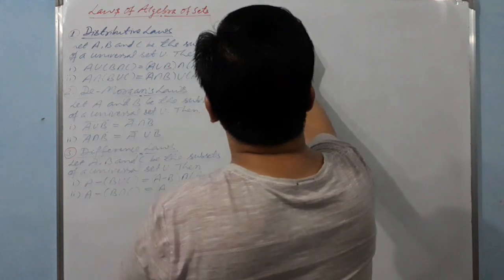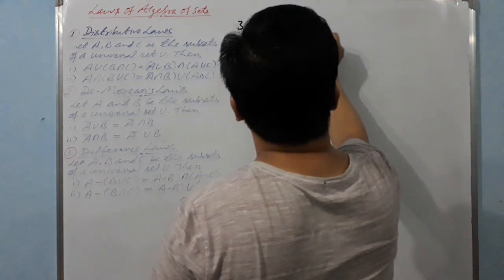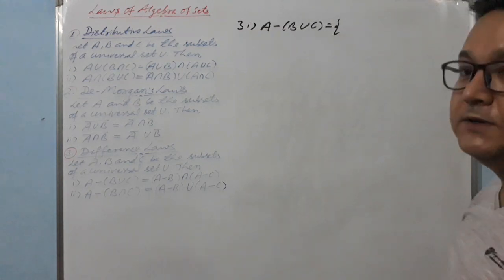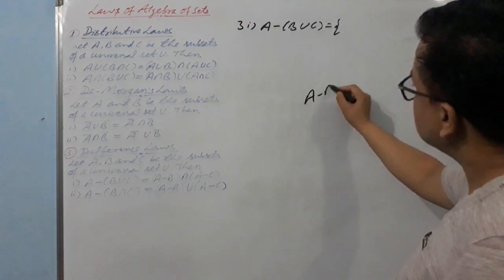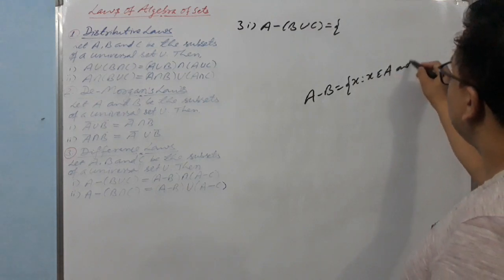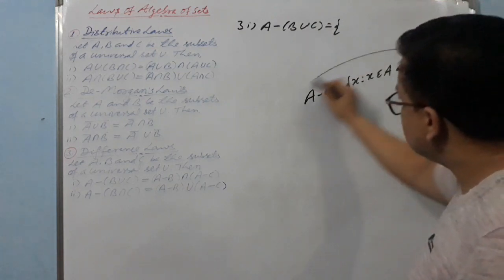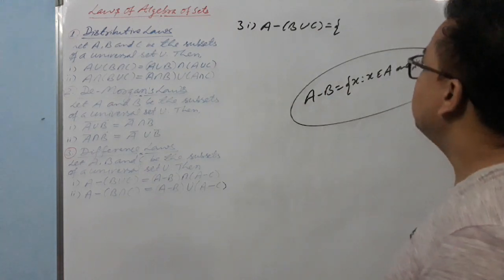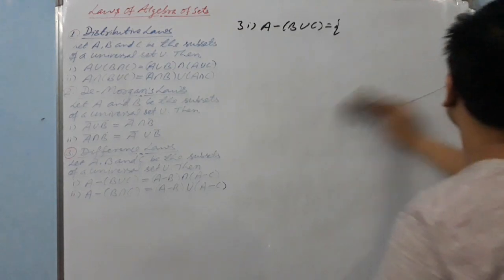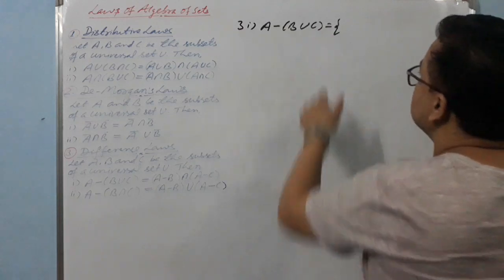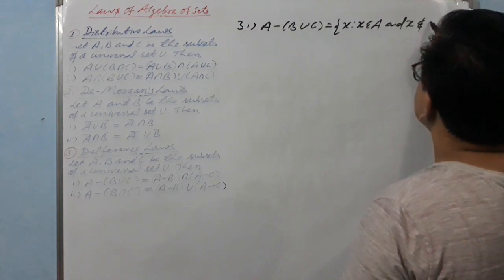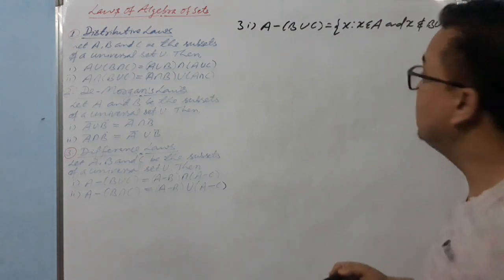First, on the left hand side I have A minus B union C, which is equal to... now here I will use the definition of difference. What is the definition of a difference? A minus B is equal to X such that X belongs to A and X does not belong to B. Exactly the same definition I'm going to use here. So you can think X such that X belongs to A and X does not belong to B union C.